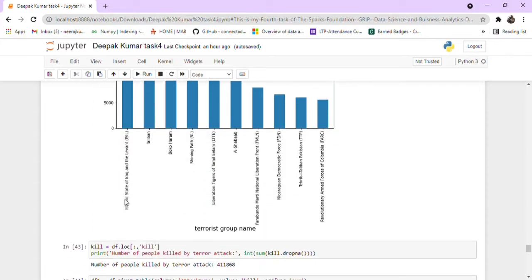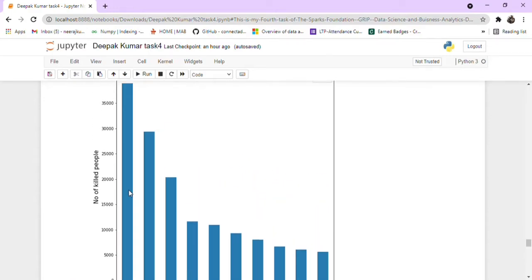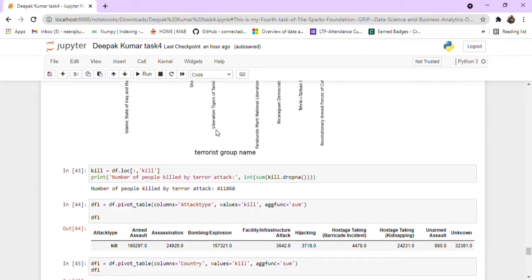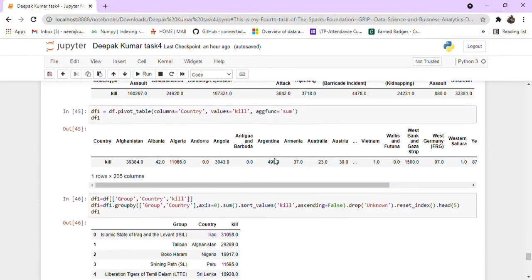So the Islamic State of Iraq and the Levant has the most number of people killed by this organization. We are getting information from this. Also, I have drawn the pivot table for how many people are getting killed. I have done the probable kills for armed assault, and different types of attacks, and different values we are getting from this. So armed assault, 1,60,000 people have been killed from this, then assassination, bomb explosion, tragedy, infrastructure attack.